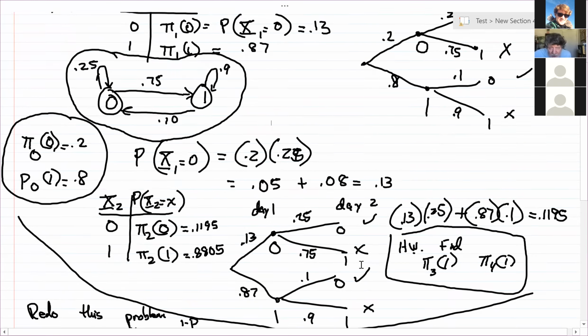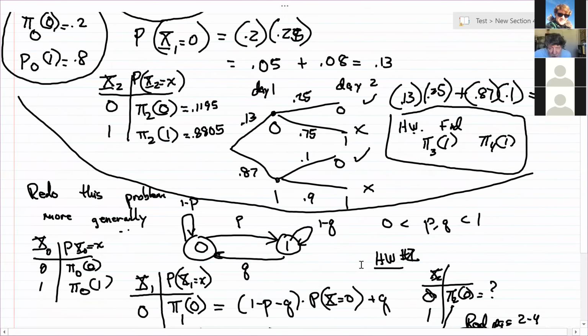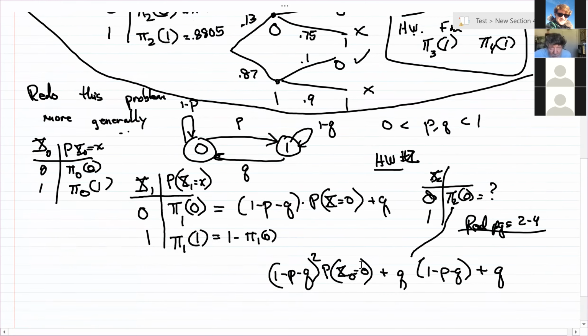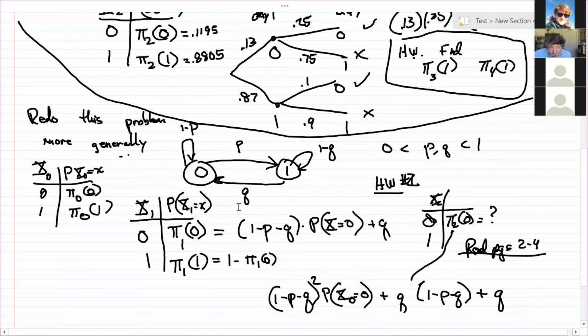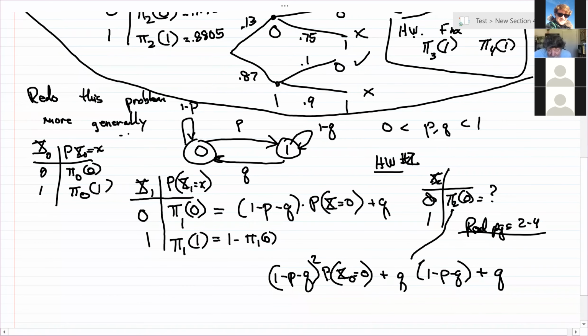Basically. Great. Then we generalized the whole scheme. And we took away the numbers and put in P's and Q's to represent the transition probabilities. And I guess here was the second homework problem, is to find the distribution of x2, where you are at day 2. And I think this is what we thought the answer was.